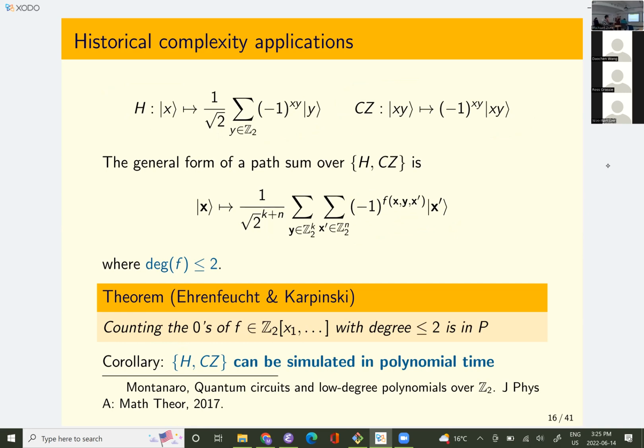And then you also get some other complexity implications, like if you replace the CCZ gate with the CZ gate, you get a phase that has degree at most 2. And Ehrenfeucht and Karpinski also had a result saying that you can compute the number of zeros of this function in polynomial time. So that gives you a method of simulating circuits over H and CZ in polynomial time. Again, one-page thing. So I think that's super cool.